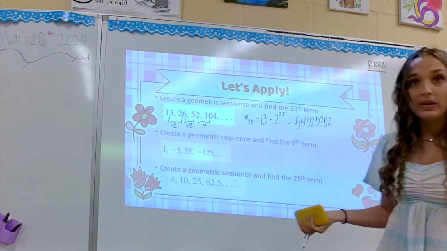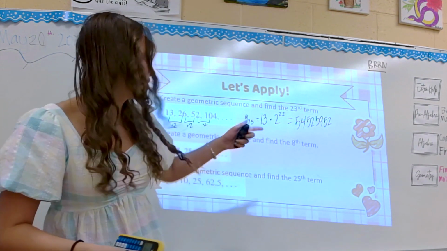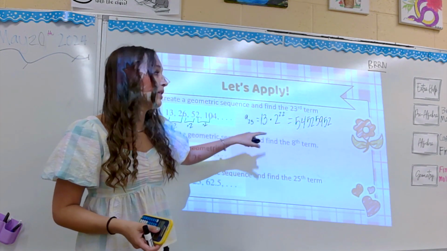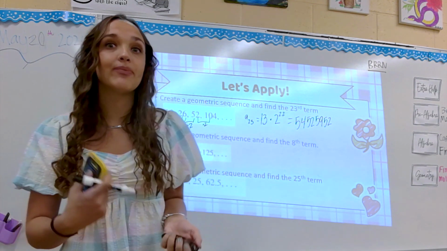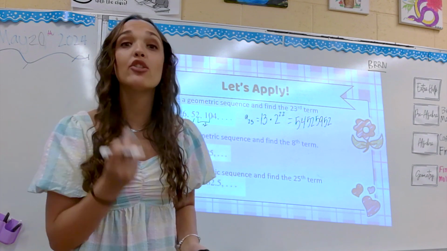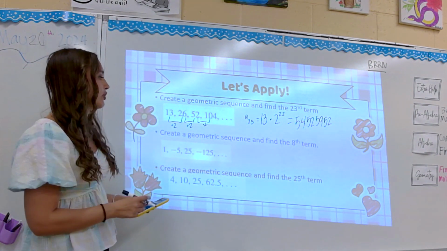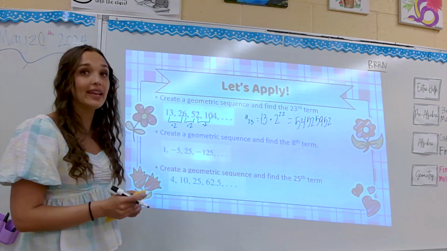So as you can tell, it's a big number. We are not going to want to multiply by 2, by 2, by 2. Do you see how crazy it gets? It's easier just to plug into this formula. And a lot of times on our standardized testing, they give us the formula. So you just have to look at the formula and know what it is telling us to do and plug in. Now we're here. We want to create a geometric sequence and find the 8th term.